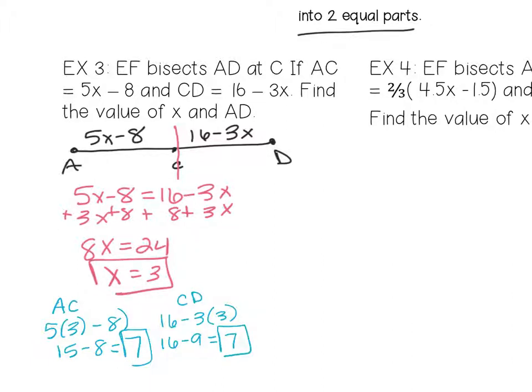Now, I didn't really have to do that work because I know that if this one equals 7, this one also has to equal 7. Now, I'm going to find AD by using segment addition. So I know that AC plus CD has to equal AD. So AD is going to be 7 plus 7, which is 14.